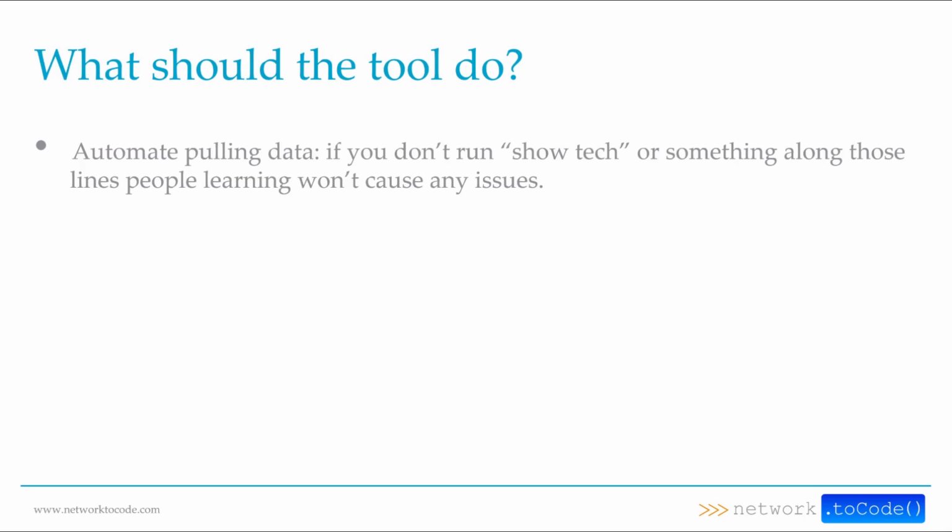So if you're not making changes, what should your tool be doing? In my opinion, one of the most valuable things you can do is pulling data. As long as you're not doing show tech or something along those lines, you can't really cause an issue even if you accidentally run show ip int brief on a router 1,000 times. There's not going to be any downside, and you spend just as much time pulling data out of your network as pretty much anything else. So there's a lot of material there for you to automate.